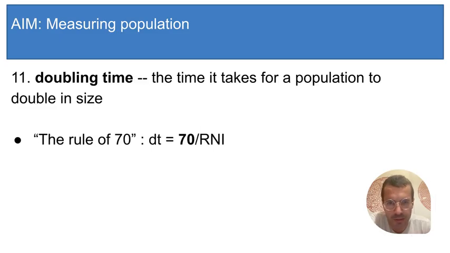Doubling time is the time it takes for a population to double in size. To calculate the doubling time, we use what's called the rule of 70. You just divide 70 by the rate of natural increase.